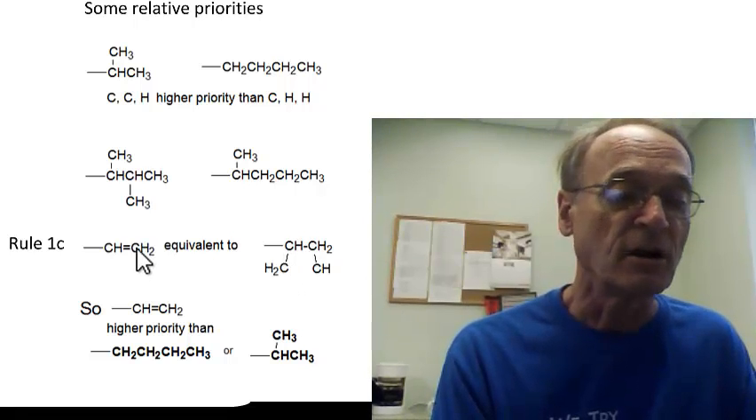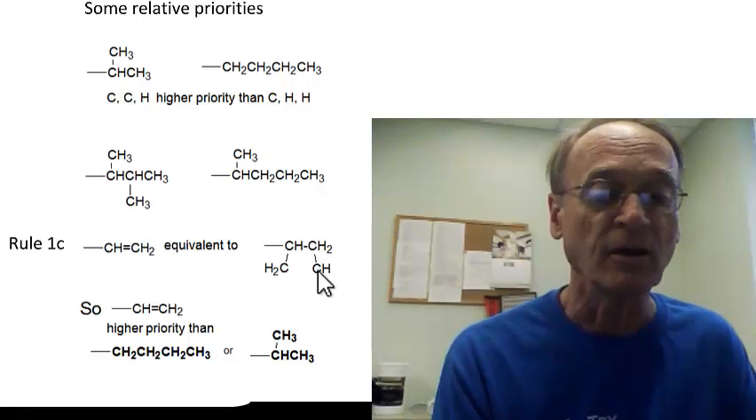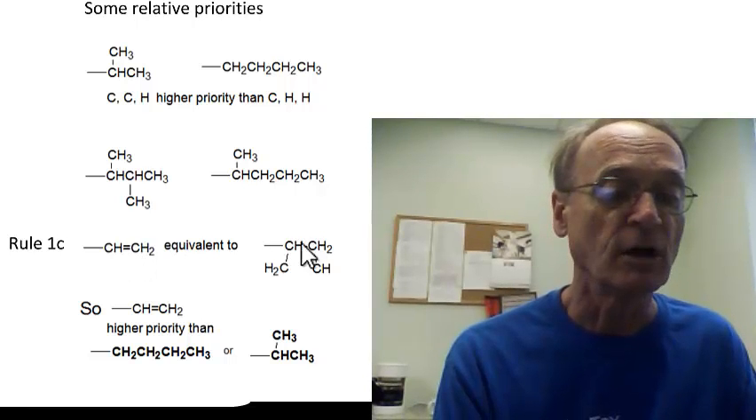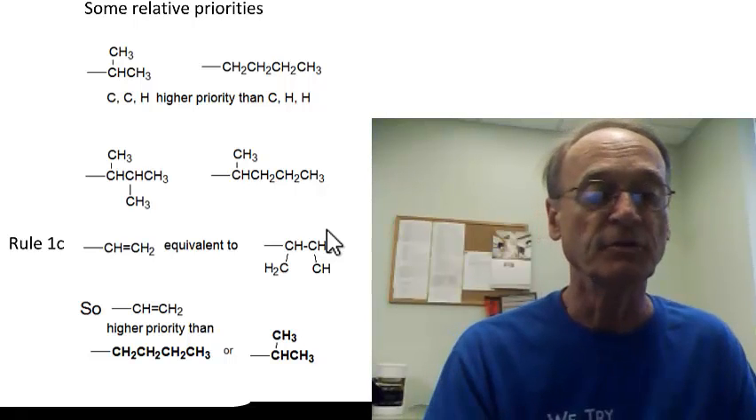And then this carbon also has 2 CHs on it. So the second carbon in the string has the original CH and also another CH attached to it. So this group is equivalent to this group. It's as if it has 4 carbons branched in this way. In reality, it's not, but that's how you consider it to do priorities.